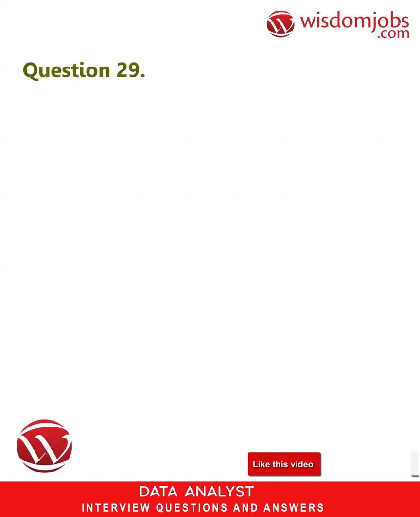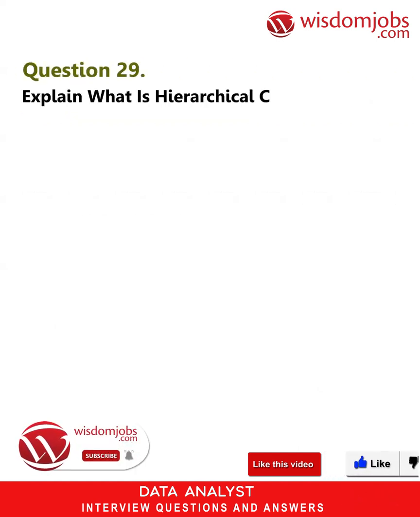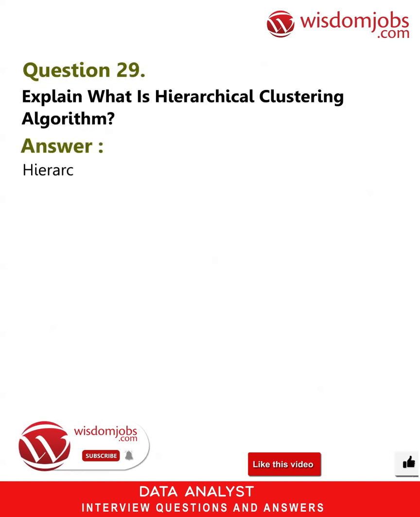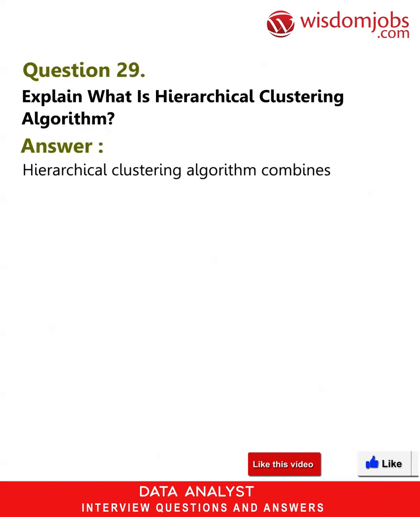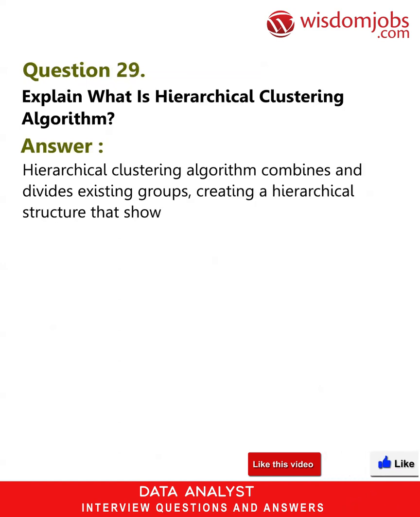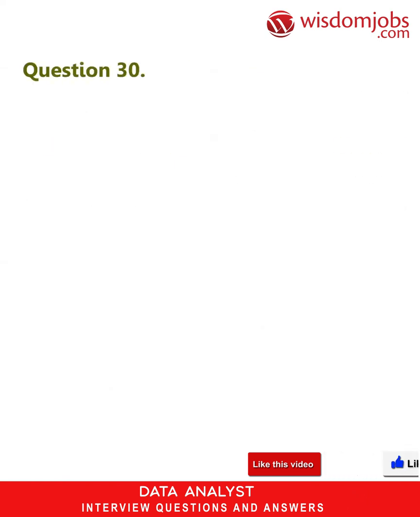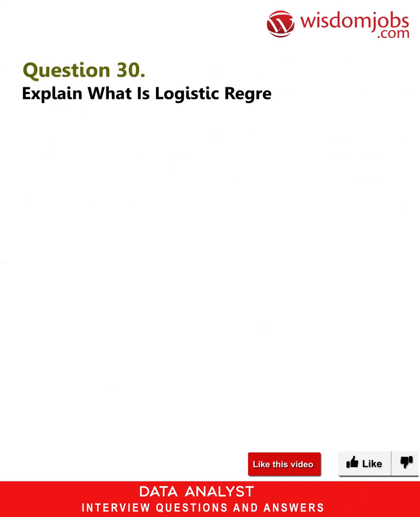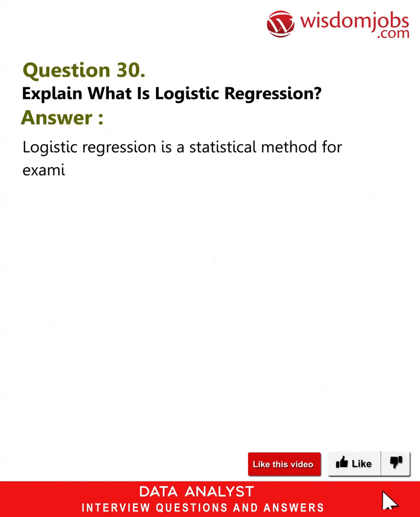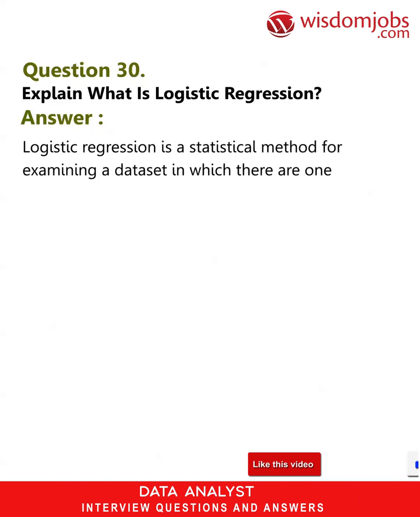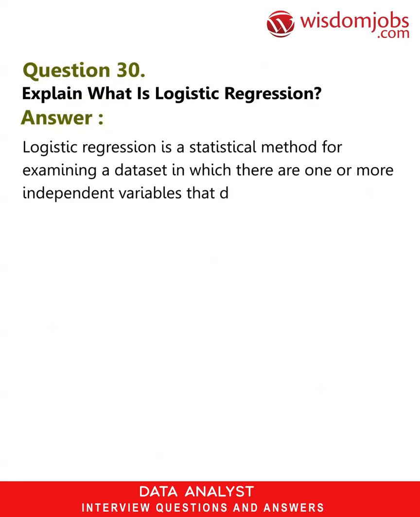Question 29. Explain what is hierarchical clustering algorithm. Answer: A hierarchical clustering algorithm combines and divides existing groups, creating a hierarchical structure that showcases the order in which groups are divided or merged. Question 30. Explain what is logistic regression. Answer: Logistic regression is a statistical method for examining a dataset in which there are one or more independent variables that define an outcome.